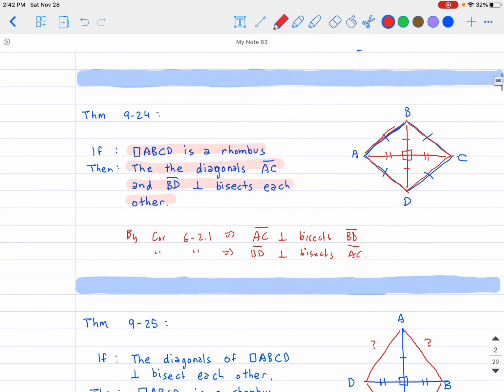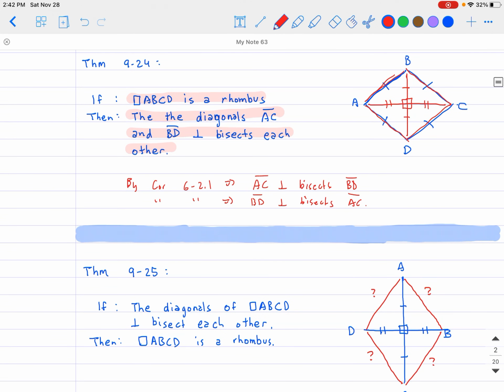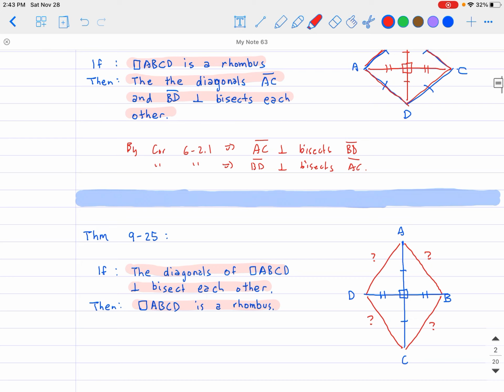Finally, let's look at the converse of that. Meaning, this time we know that the diagonals of a quadrilateral over here are going to be perpendicular bisecting each other. Let me see if I can sneak that in. The diagonals of ABCD perpendicular bisect each other, like it says in the picture. Then ABCD is a rhombus. So the red is what we're trying to prove.